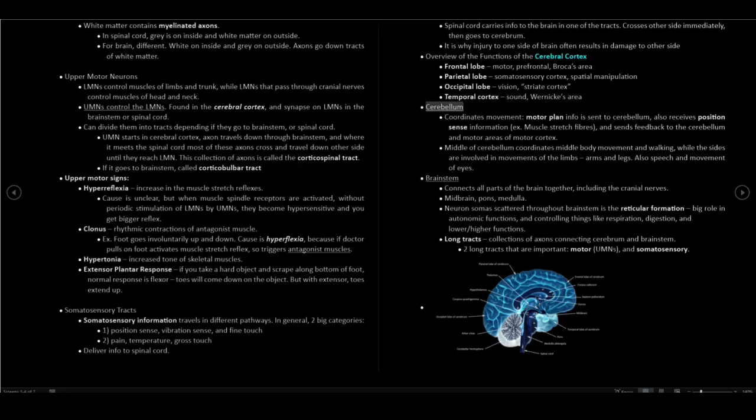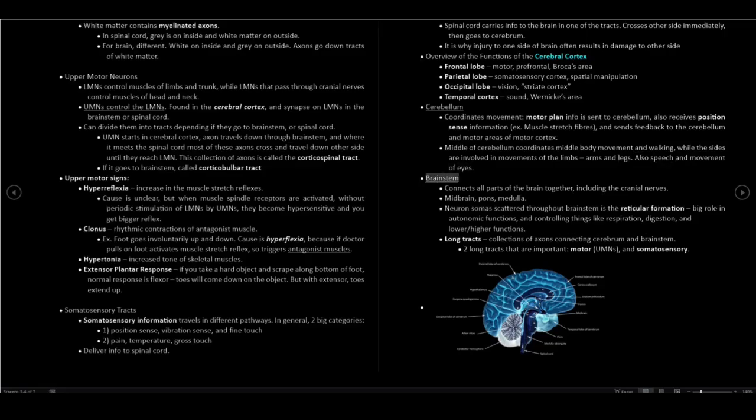Cerebellum. Coordinates movement. Motor plan info is sent to the cerebellum, which also receives position sense information and muscle stretch fibers, and sends feedback to the cerebellum and motor areas of the motor cortex. The middle of the cerebellum coordinates middle body movement and walking, while the sides are involved in movements of the limbs, arms and legs. Also speech and movement of eyes.